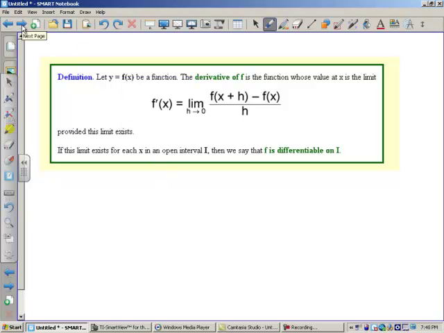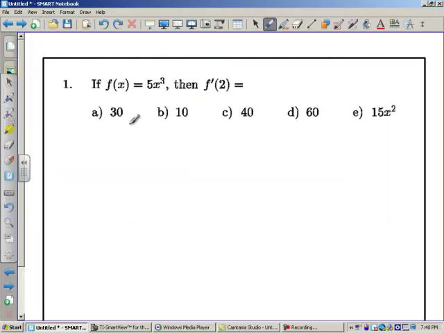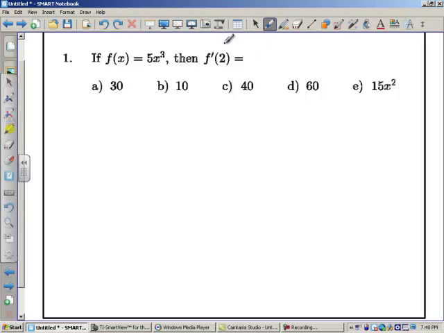So let's take a look at an example of that. I've got a function, 5x cubed, and I want f prime of 2. Now what does this mean, f prime of 2? This means the slope at the point x equals 2. So what we have to do first is find f prime of x, and then we'll plug in 2 for x to calculate the slope. Then we'll take a look on our calculator and see how we did.